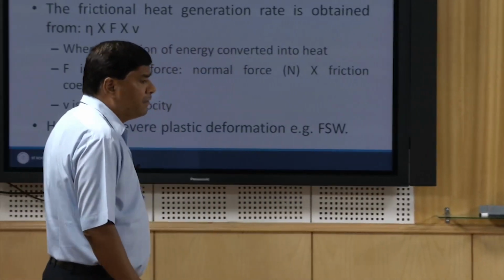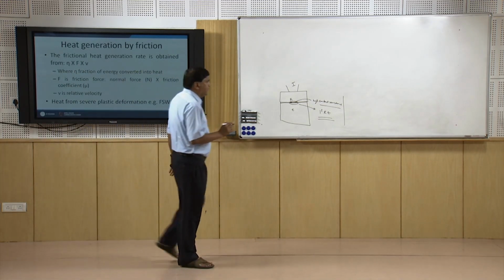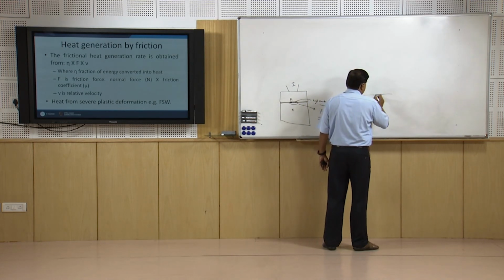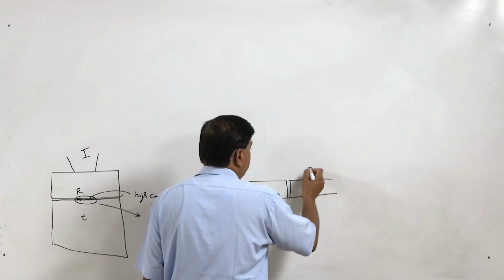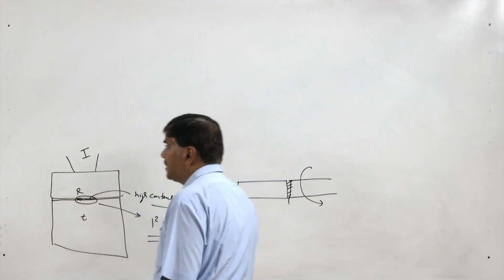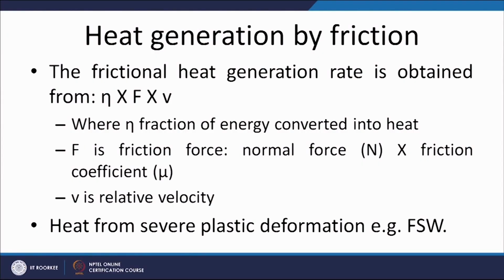Then friction welding is used in different forms. One is simple friction welding, where one end is kept fixed and another is moved, and it can be a translatory or rotary movement. This movement under pressure generates frictional heat, which can be given by eta multiplied by frictional force multiplied by velocity, where eta is the fraction of the energy converted into heat, and F is the friction force obtained from the normal force multiplied by the friction coefficient, and R is the relative velocity.